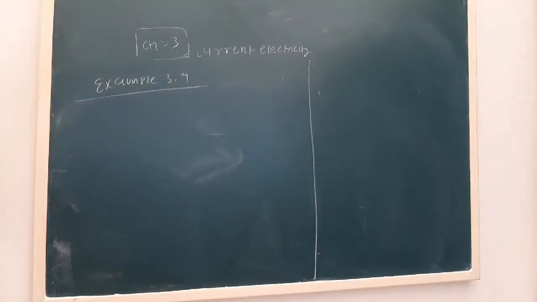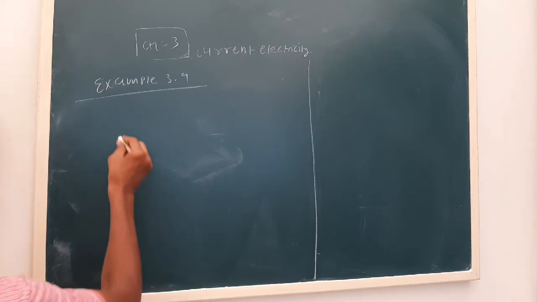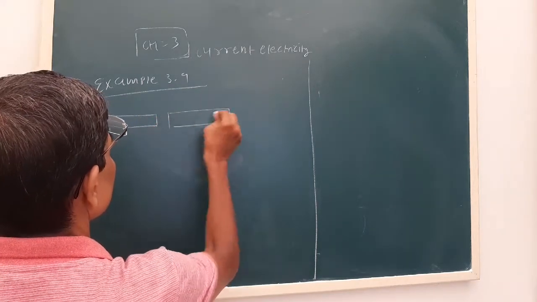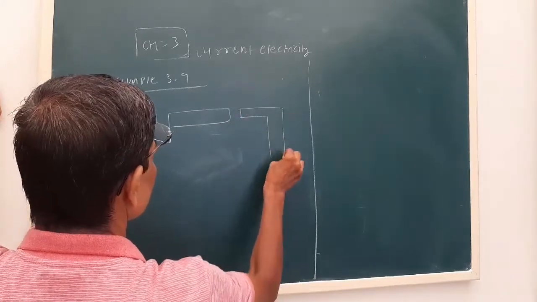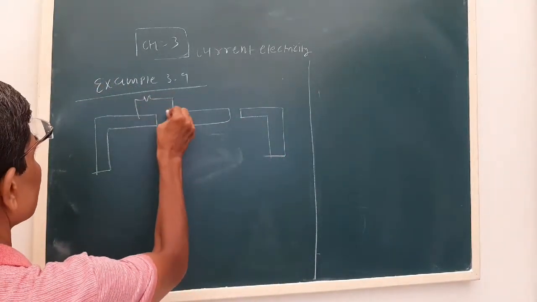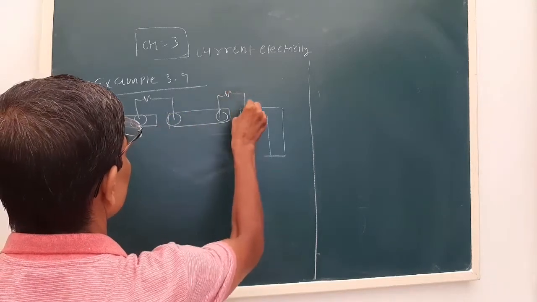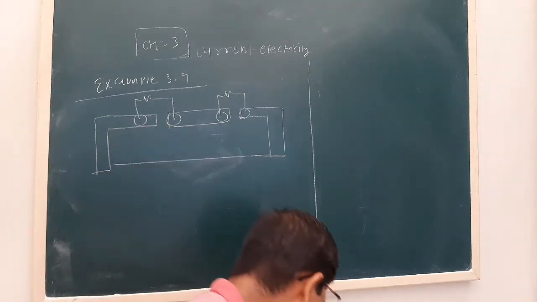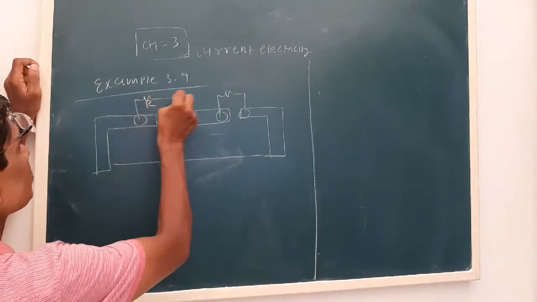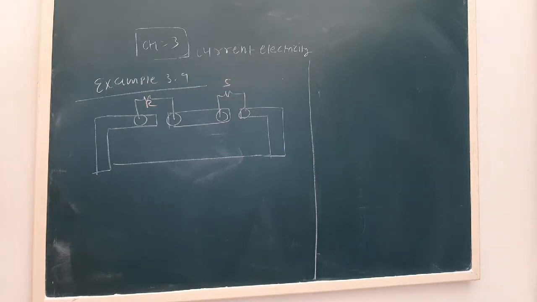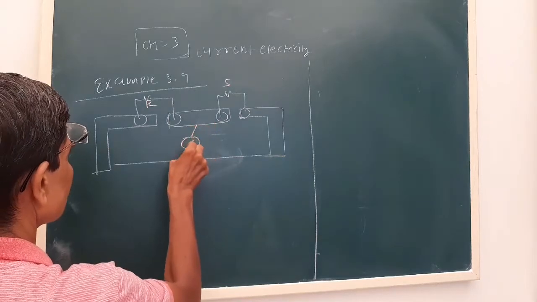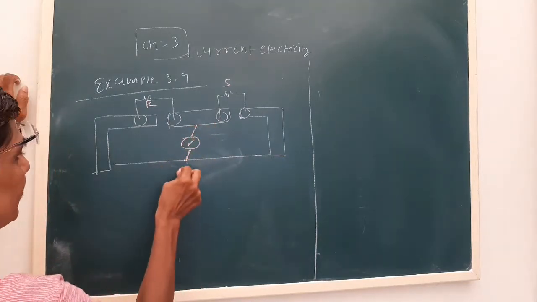Now next we have to take the example number 3.9. This is the case of the meter bridge. See, R and S are the resistors. This is how the null point is obtained here.